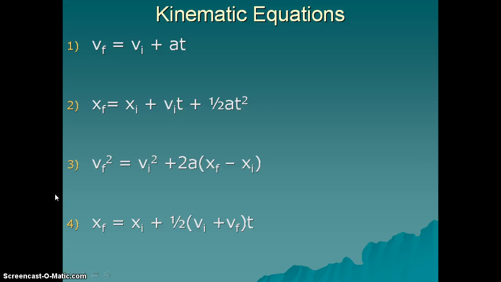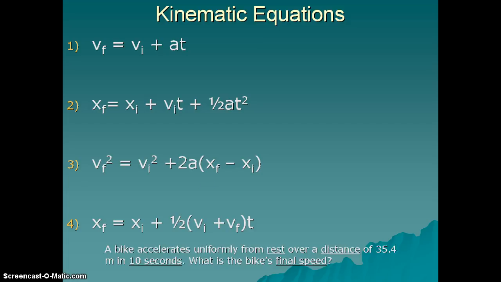And then equation number 4, which we probably won't be using as much, is final position equals initial position plus 1/2 times VI plus VF times T. You would use that equation for a problem like this. A bike accelerates uniformly from rest over a distance of 35.4 meters in 10 seconds. What is the bike's final speed?